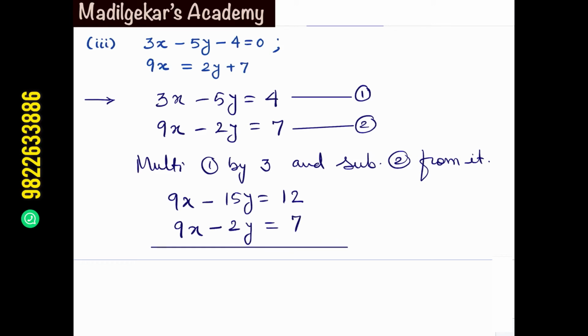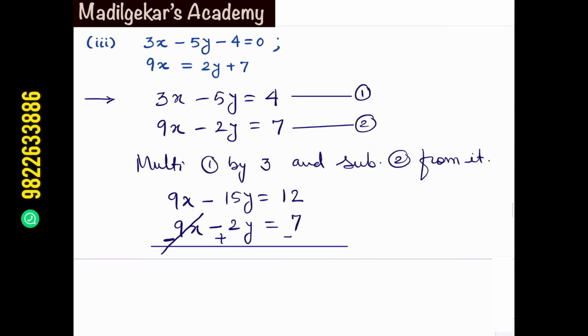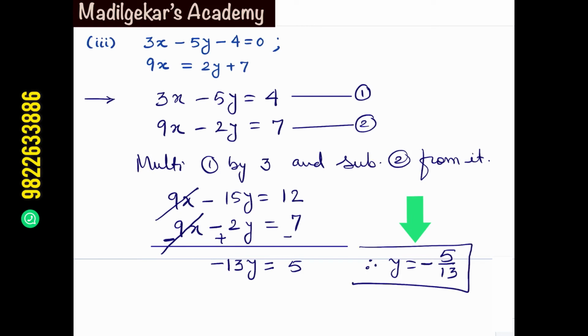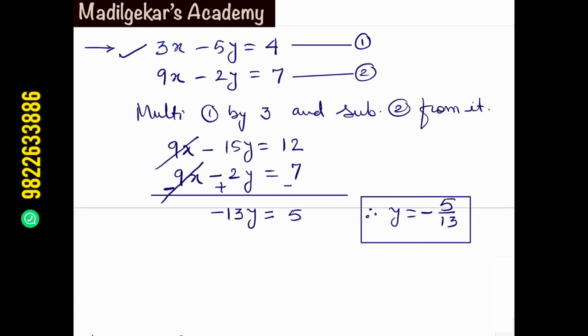As we are subtracting, change the signs of all the terms of second equation. In this way 9x gets cancelled. Minus 15 and plus 2 is minus 13. 12 minus 7 is 5. So here the value of y is minus 5 by 13. Now let us substitute this value of y in equation 1.